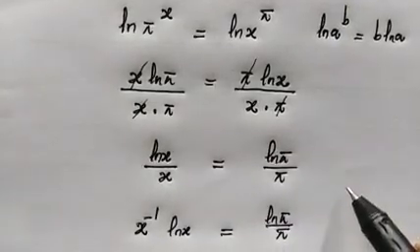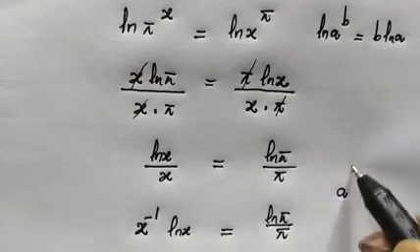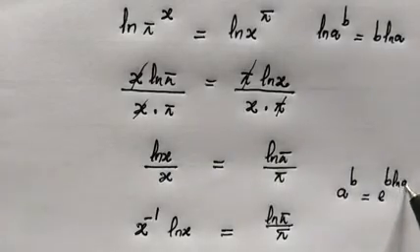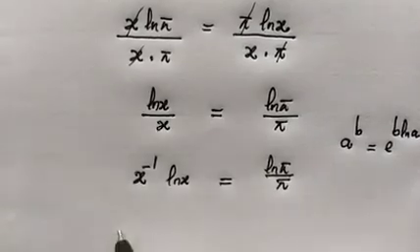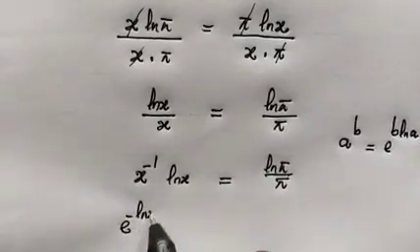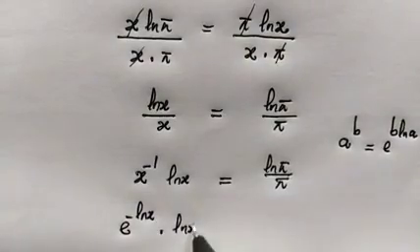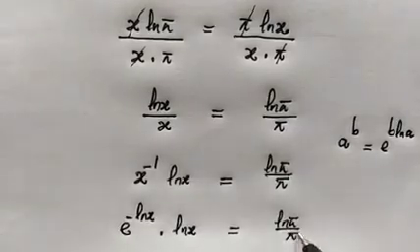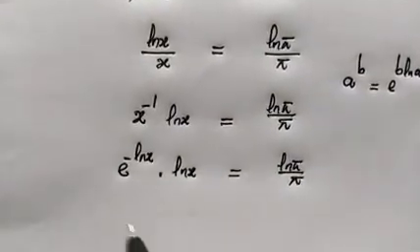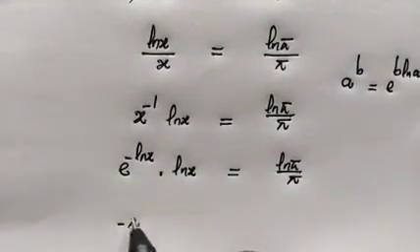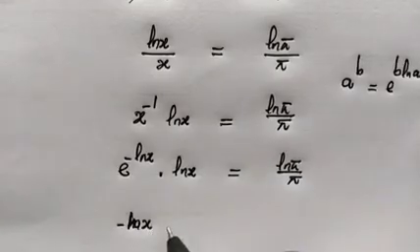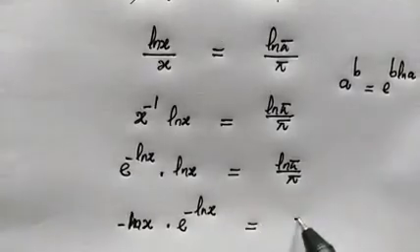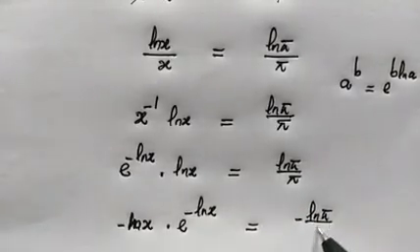Now, use this nice property. A raised to the power of b can be written in the form e raised to the power of b times the ln of the base, which is a. Therefore, this becomes e raised to the power of negative natural log of x multiplied by the natural log of x. This is equal to the natural log of pi divided by pi. Simply multiply both sides by -1. We get the following: negative natural log of x multiplied by e raised to the power of negative natural log of x. This is equal to negative natural log of pi divided by pi.